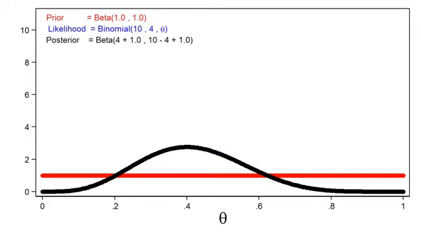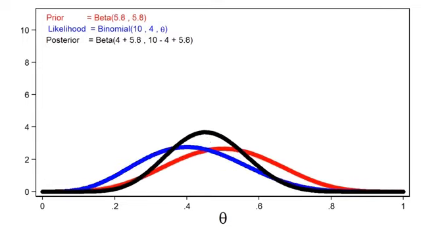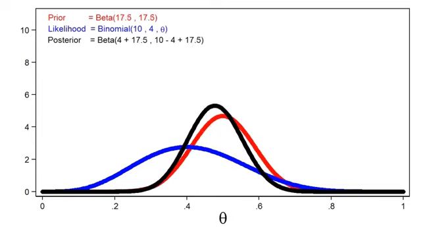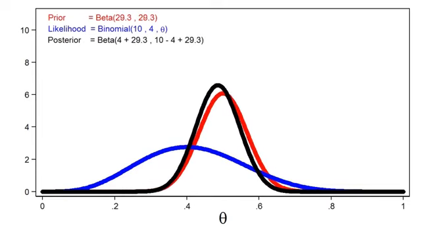Let's look at the effect of different priors on the posterior distribution. Here the red line represents a completely uninformative prior in the form of a beta distribution with parameters 1 and 1. The likelihood function is plotted in blue, but it is masked by the posterior distribution, which is plotted in black. This is an important feature of Bayesian analysis. The posterior distribution will usually be equivalent to the likelihood function when we use completely uninformative priors. The animation shows that more informative priors will have greater influence on the posterior distribution for a given sample size.